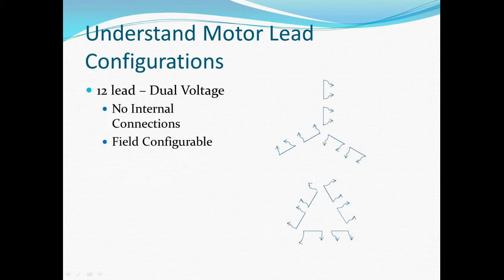A 12-lead motor is probably the best of all worlds. It's a dual voltage, there are no internal connections, so it's field configurable, and it has the most leads and the most options available to us. So let's figure out what we need to do to identify the various motor lead groups and group them.